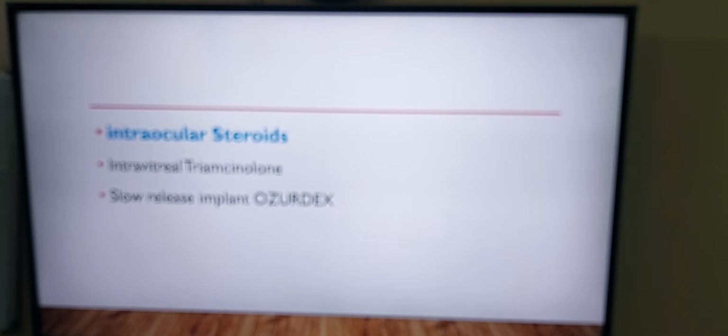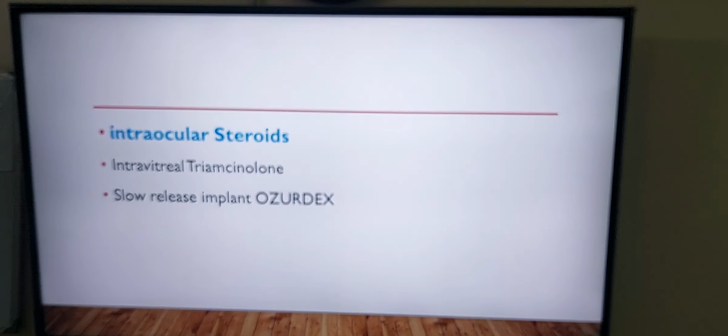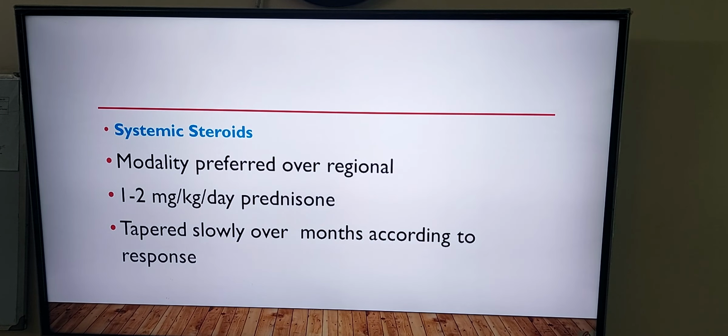Intraocular steroids can also be given to patients: intravitreal triamcinolone and the slow releasing implant Ozurdex. We can go for systemic steroids. Some doctors go for systemic steroids directly.